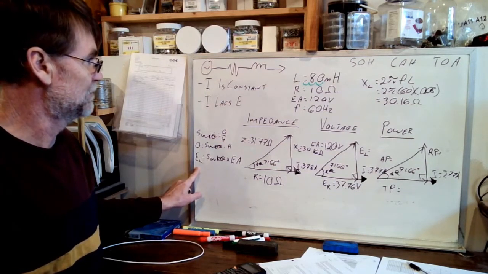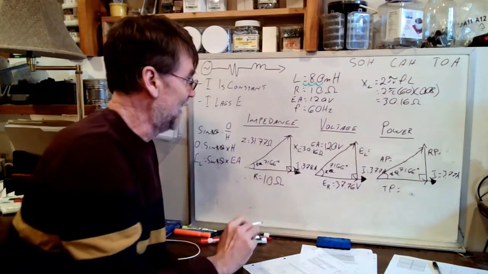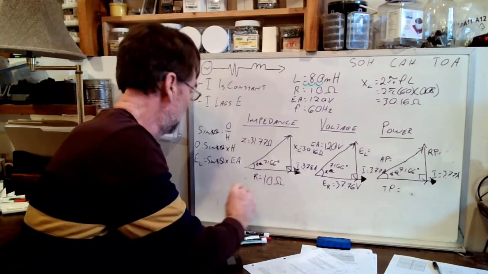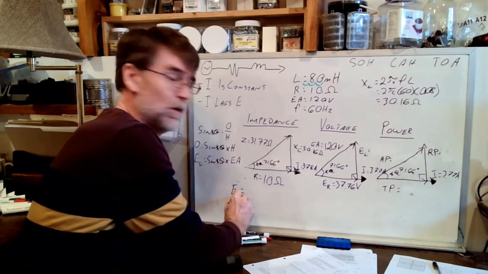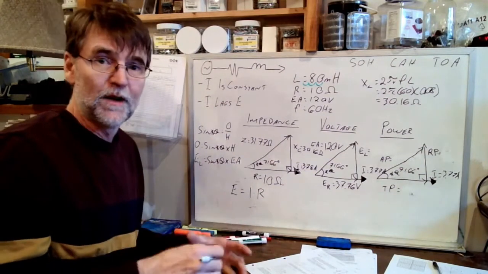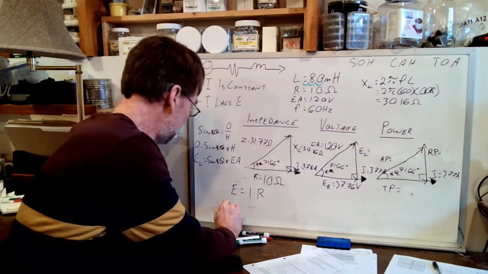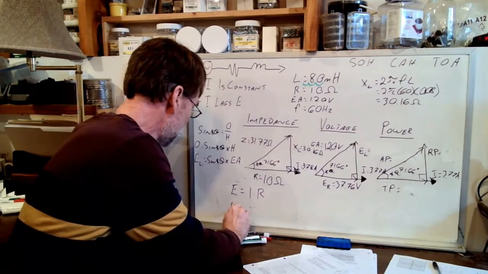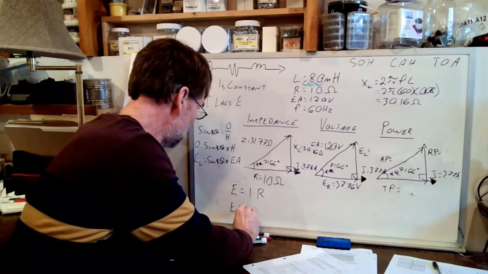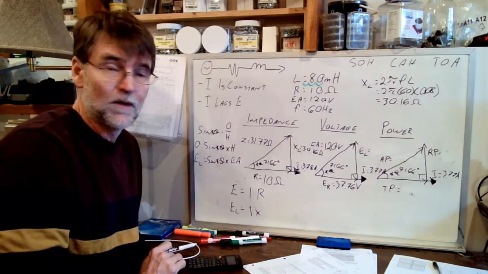Now I have another suggestion. Instead of using sine to calculate for EL, let's use Ohm's law. E equals I times R. Well, again, we've got to make sure we're using the right variables. So specifically, what version of voltage are we solving for? It's EL. EL equals, well, we don't need to worry about what version of I. Current is constant. So EL equals I times, what version of impedance are we looking for?